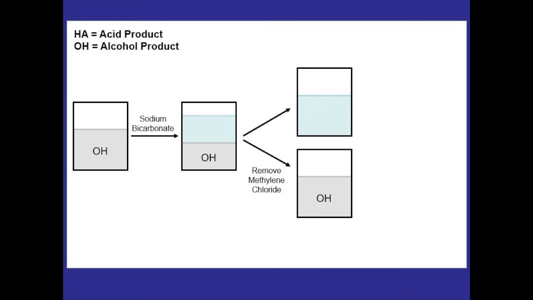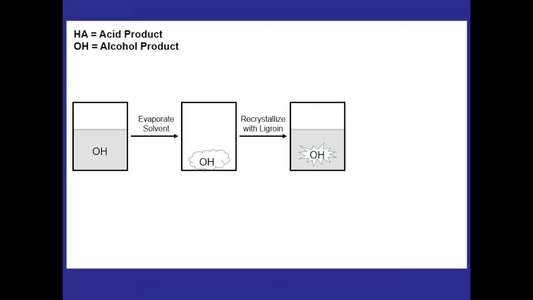Now we have our alcohol product separated, but just in case any acid product happened to move into the organic phase with the methylene chloride extracts, we'll add sodium bicarbonate that will deprotonate any remaining acid and move it into the aqueous layer. Then we can separate those two layers and dry the organic phase with sodium sulfate to remove any leftover water. Once we have our dry organic phase, we can evaporate the solvent, leaving a crude alcohol product. And then for purification, we'll recrystallize that product using ligroin and then remove the crystals, and we can then characterize those crystals by taking a melting point and running an IR spec.